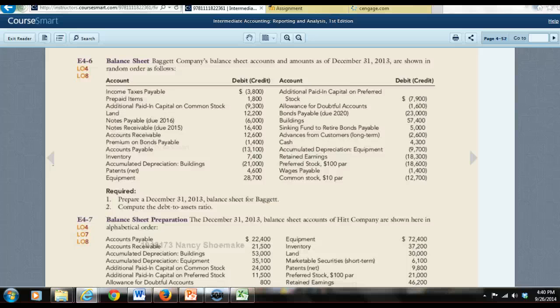The allowance for doubtful accounts is a contra account to our accounts receivable, so we're going to want to make sure we place that up in the current asset section. Buildings would be part of PP&E. Cash is a current asset. And it looks like we've pretty much picked up all of the current assets.